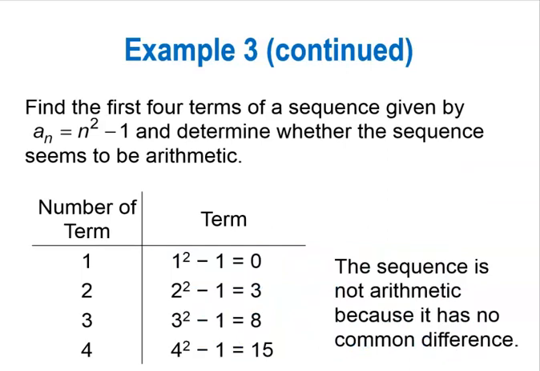Now here's just a typed up version of exactly what we just did together. So there's our terms that we calculated, 0, 3, 8, and 15, and the comment is to the right. The sequence is not arithmetic because it has no common difference. When you subtract those terms, you don't get the same number each time. So let's try example 4 and see what we can do.